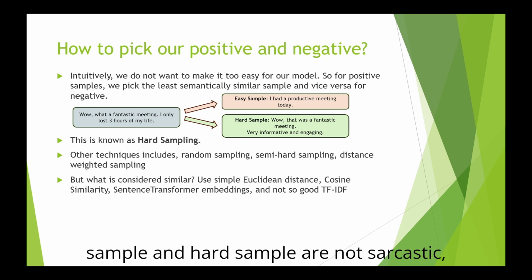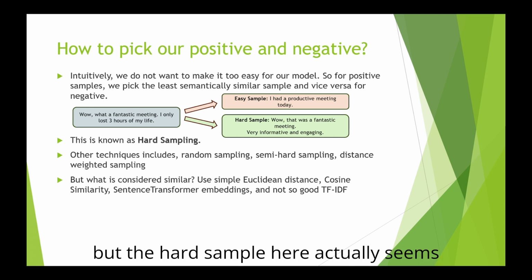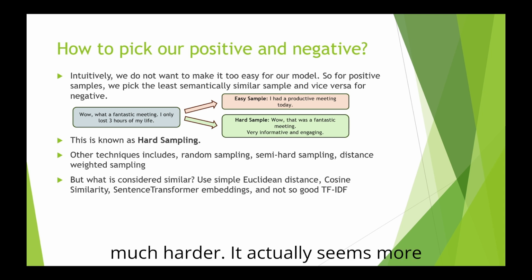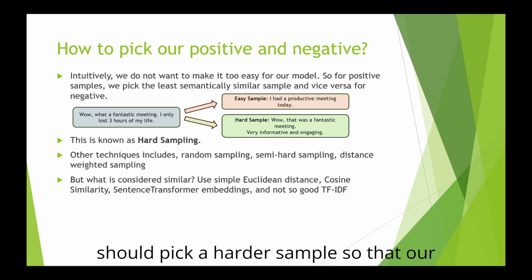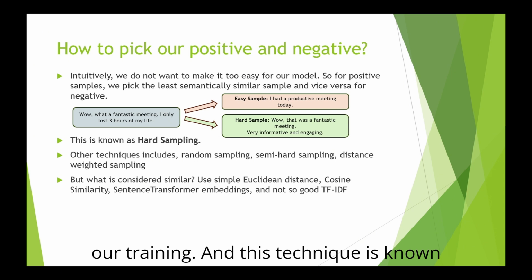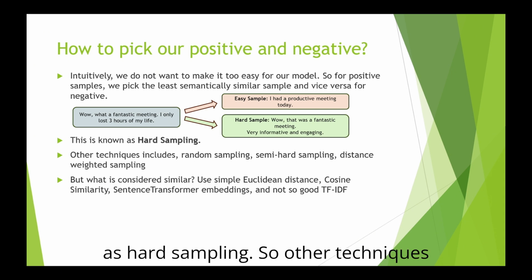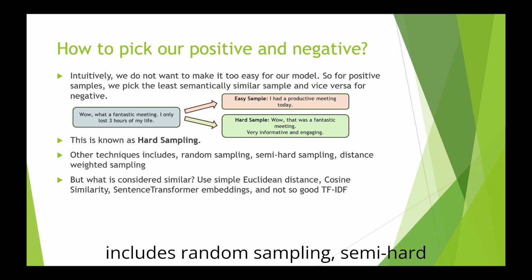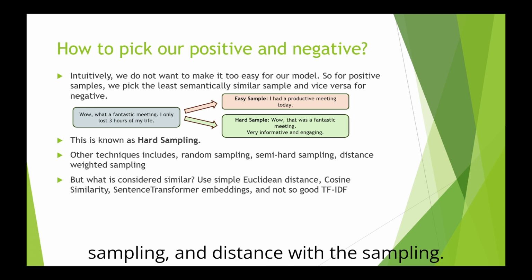Yes, both the easy sample and the hard sample are not sarcastic, but the hard sample seems much harder. It seems more ambiguous, so some people might think that it is sarcastic. So we should pick a harder sample so that our model can learn better during training. This technique is known as hard sampling. Other techniques include random sampling, semi-hard sampling, and distance-weighted sampling.